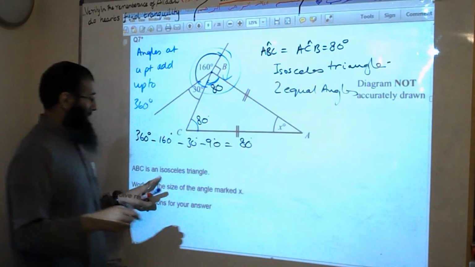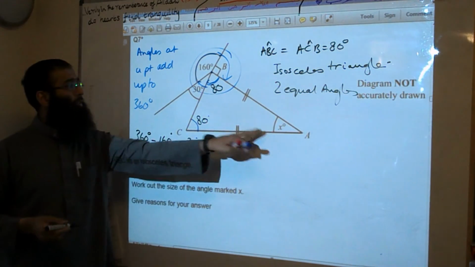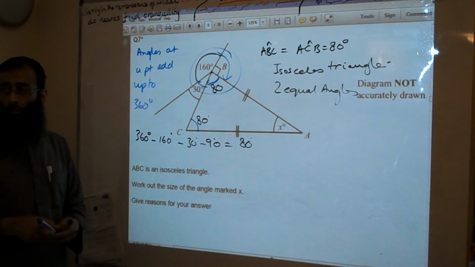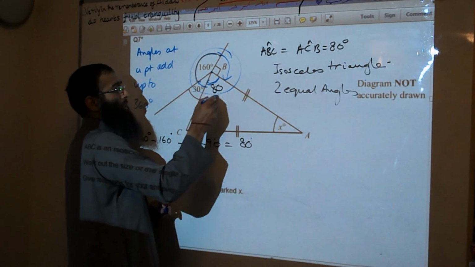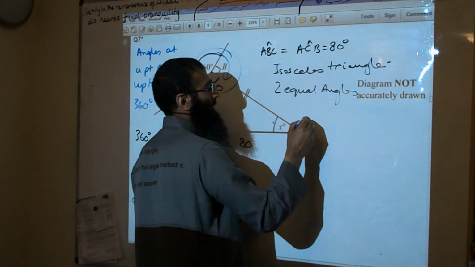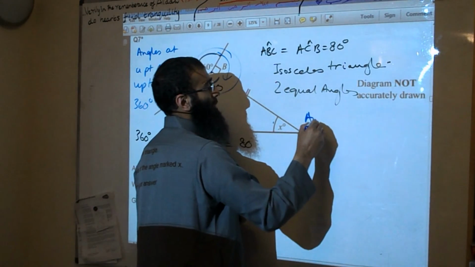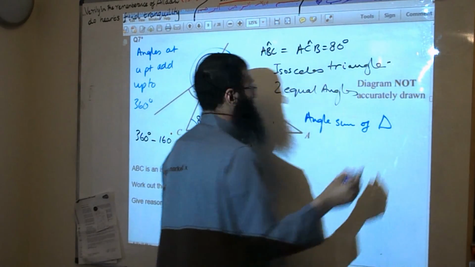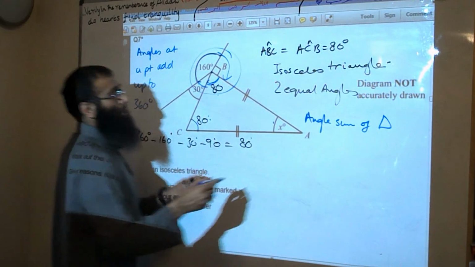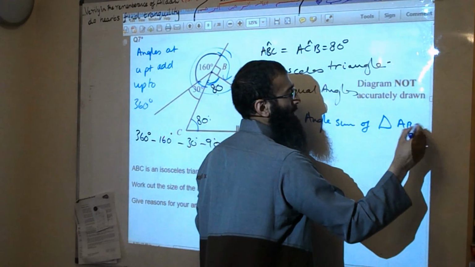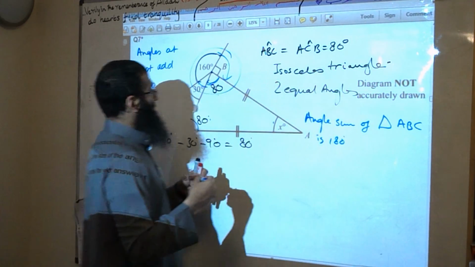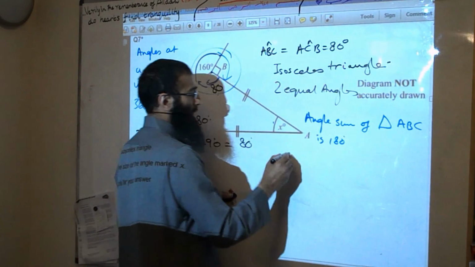That's the second bit of mathematics. Next part. Okay, now we've got to work out X. What do these 3 angles add up to? 180. So this one and that one add up to 180. So we can say here, angle sum of triangle ABC is 180 degrees.